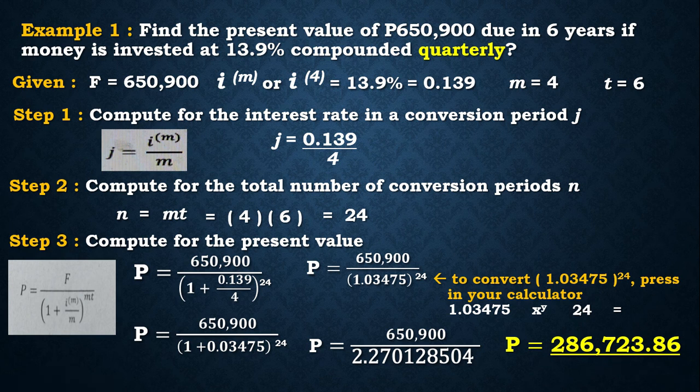Again, paano po nakuha itong present value natin? 286,723.86. I-divide po natin ito. Yan po yung step-by-step procedures sa example number 1.